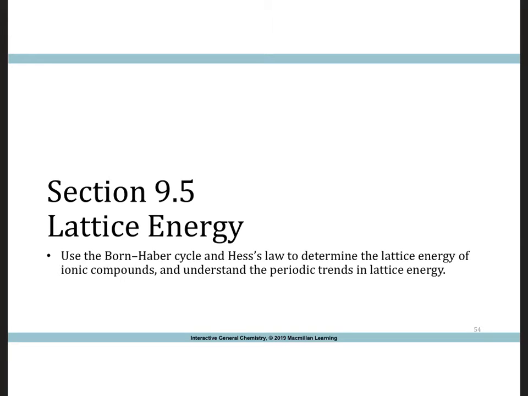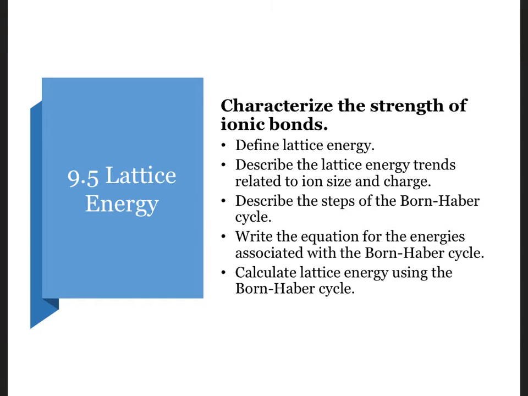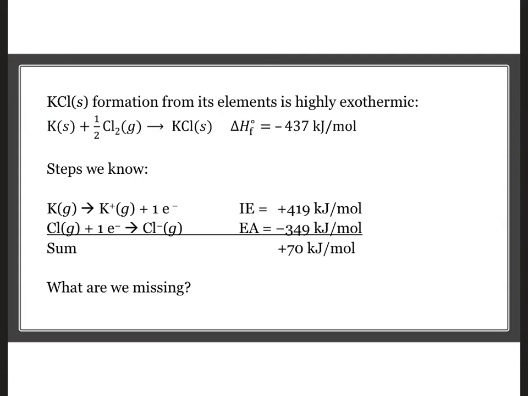In this lecture, we'll use the Born-Haber Cycle and Hess's law to calculate lattice energies. We'll do this by defining the lattice energy, exploring periodic trends for lattice energy, then writing out all of the steps for the Born-Haber Cycle. Let's begin. Consider the formation of solid potassium chloride from its elements in their standard states.